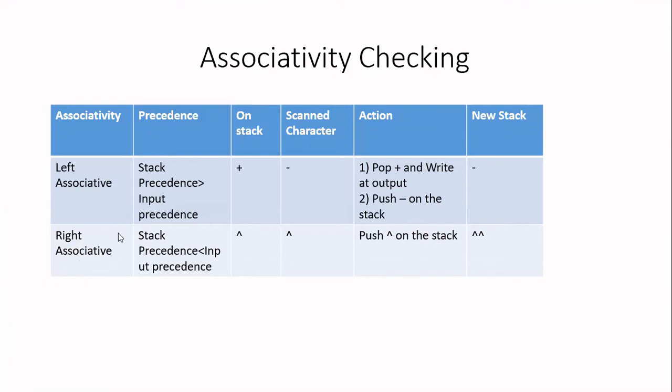Then in case of right associativity, you have to follow a different rule. If the symbol on the stack has precedence less than the input precedence. The meaning is, currently I have one exponentiation on the stack, and I have one more exponentiation in my hand, that is my input symbol. The stack precedence of this exponentiation is now less than the precedence of this exponentiation. Since it is less, you will not pop the previous exponentiation from the stack. You will push the new exponentiation also onto the stack. So after you execute this, you will have two exponentiation operators on the stack.